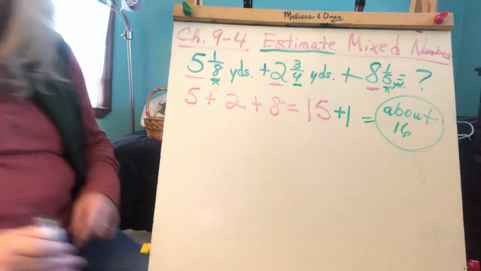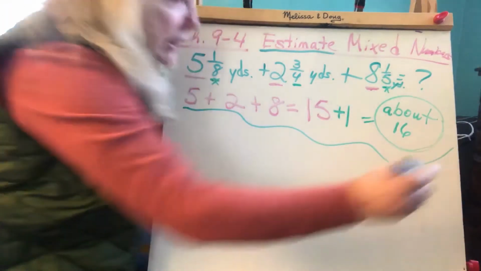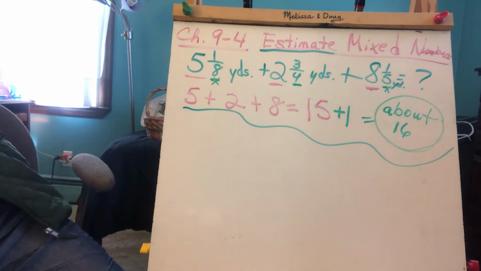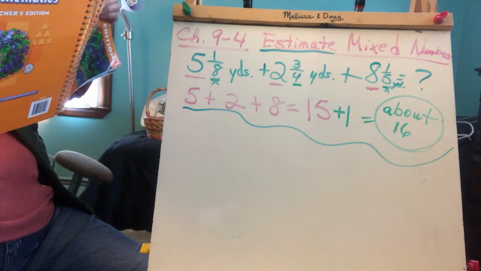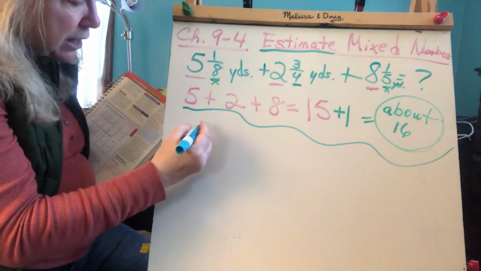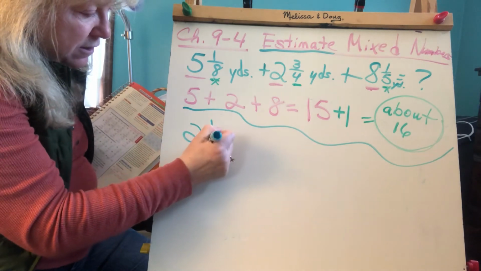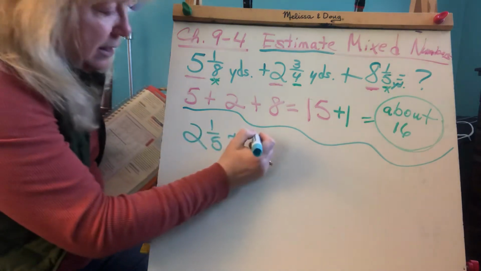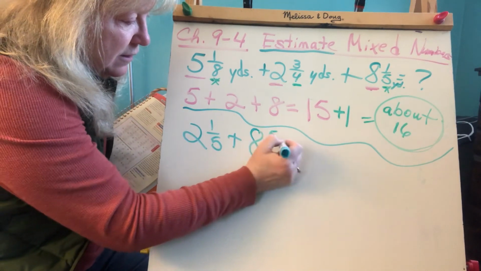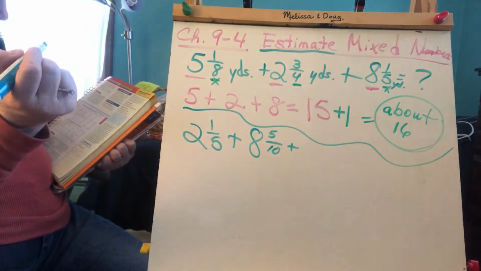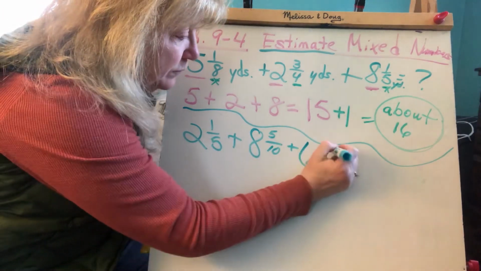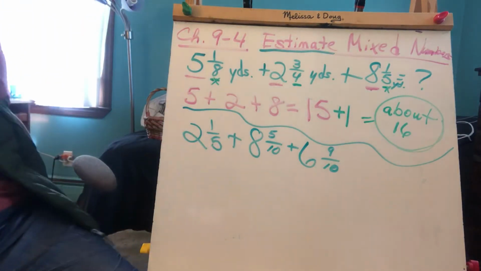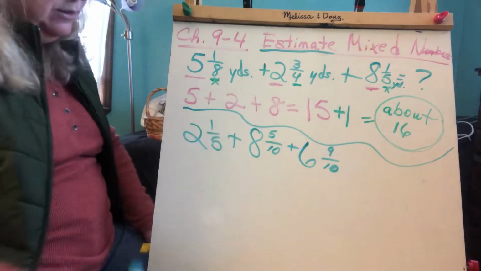What if you were given, let's put a little line here. What if you were given 2 1/5 plus 8 and 5/10 and 6 and 9/10. Let's say you were given that. Let's make my 0 look like a 0. When you write too fast, sometimes your zeros look like 6s, just like mine did.